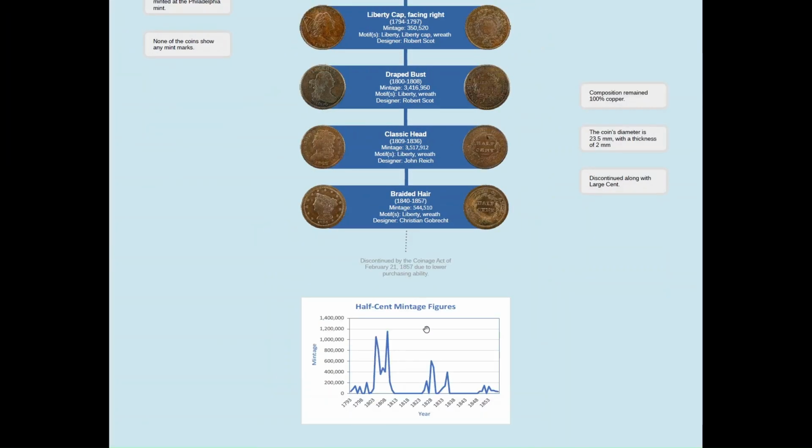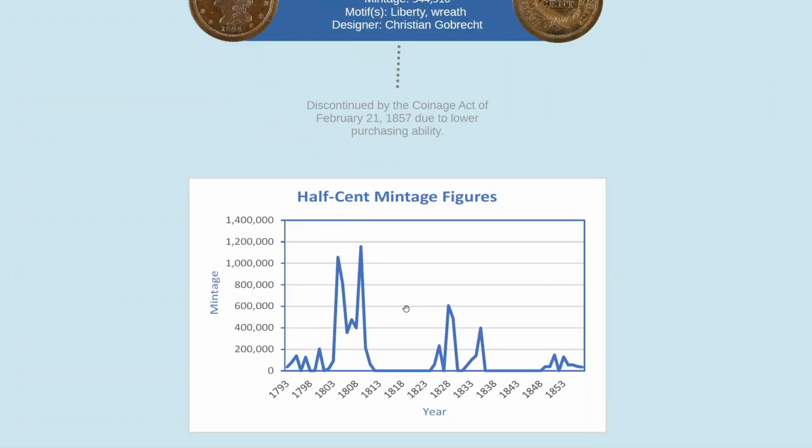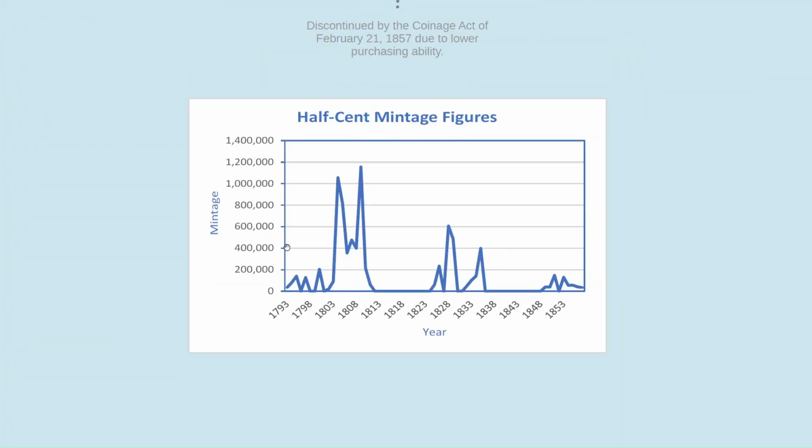Now, some interesting things over here are the mintage figures. You can see how it starts off with low mintages, then it really takes off in the period between 1803 and 1813. Here you see some of the highest mintages, and next it's not minted for about 10 years, gets minted again, but with significantly lower numbers, and finally it's not minted for almost another 10 years, and then its last mintage run is very tiny in proportion to the other mintages.